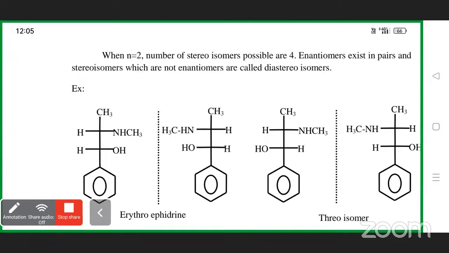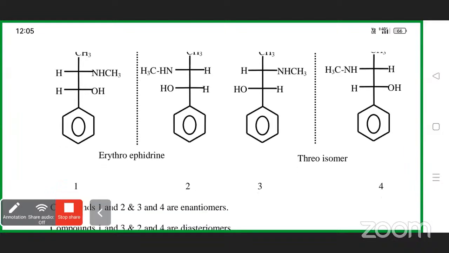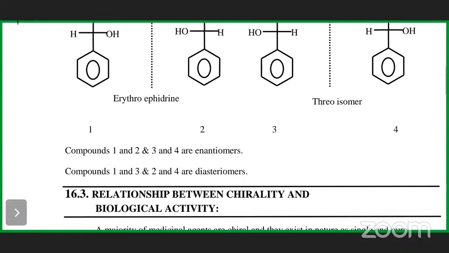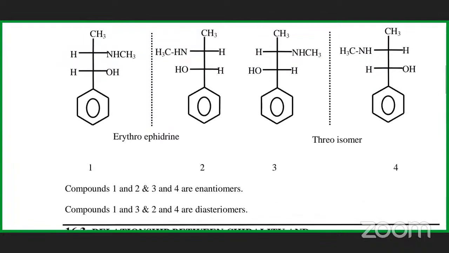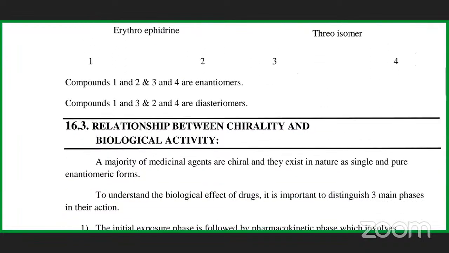So here there are four isomers possible. Among these, 1 and 2, and 3 and 4, are the enantiomers, and 1 and 3, and 2 and 4, are the diastereomers. Isomers that are non-superimposable mirror images are called enantiomers, and non-superimposable, non-mirror images are called diastereomers. That is the definition of enantiomers and diastereomers.